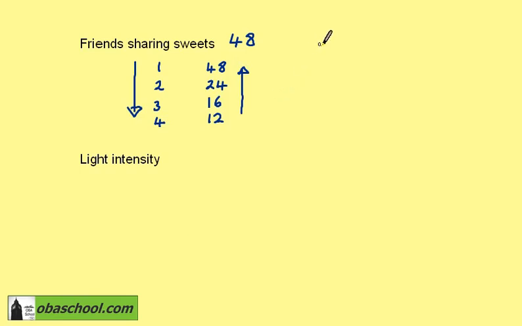If we made a formula and we said that S were the number of sweets each person gets, we can see this formula is 48, the number of sweets, divided by F, the number of people sharing the sweets. This is a classic inverse proportion formula. S and F are inversely proportional. As one increases, the other decreases.